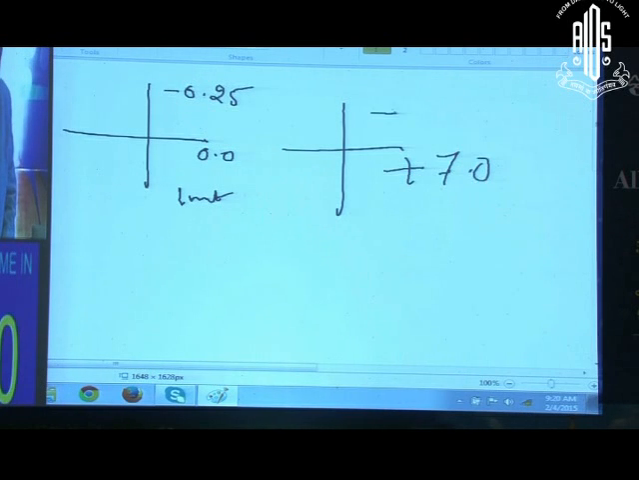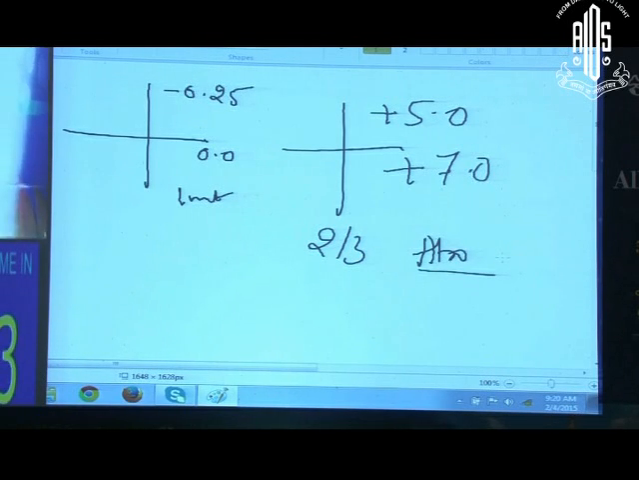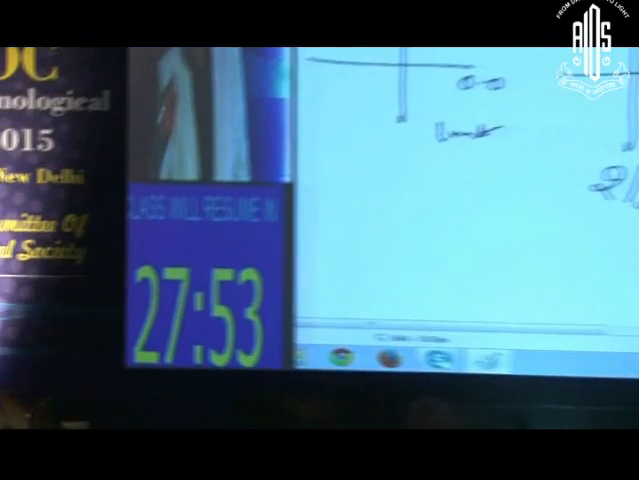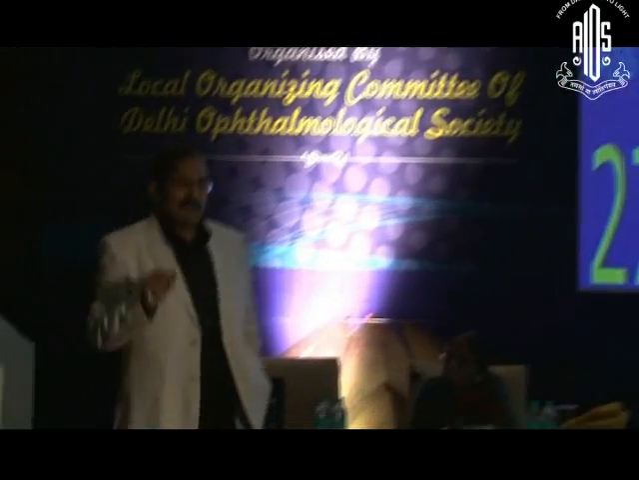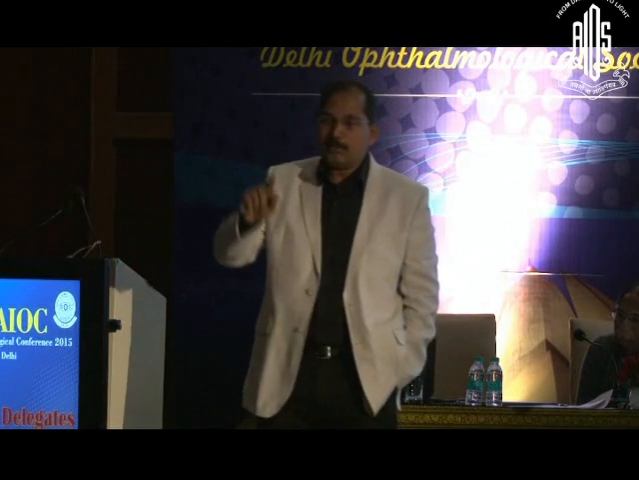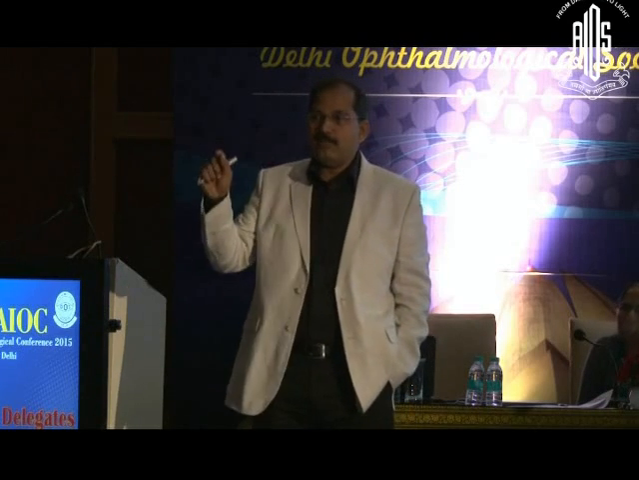Now another thing, you try this. Plus 7, plus 5, working distance 2/3 meter, atropine. See, now check without atropine. Without atropine, how much is it? Plus 3.5, plus 2 at 90 degrees. Now with atropine, what changes? How much are you going to subtract? No, you subtract one more. So apart from 1.5, you are going to subtract another one. So you are going to subtract 2.5. So 5 minus 2.5 will be 2.5.